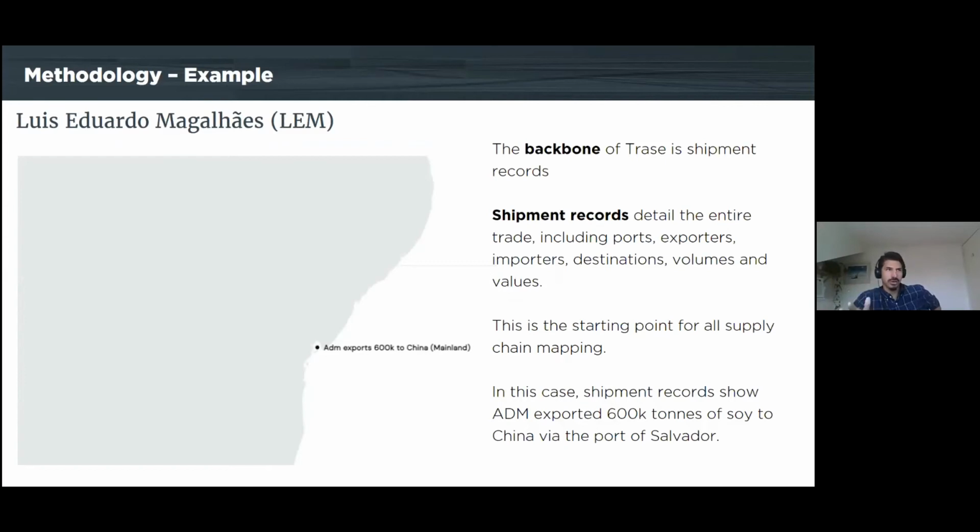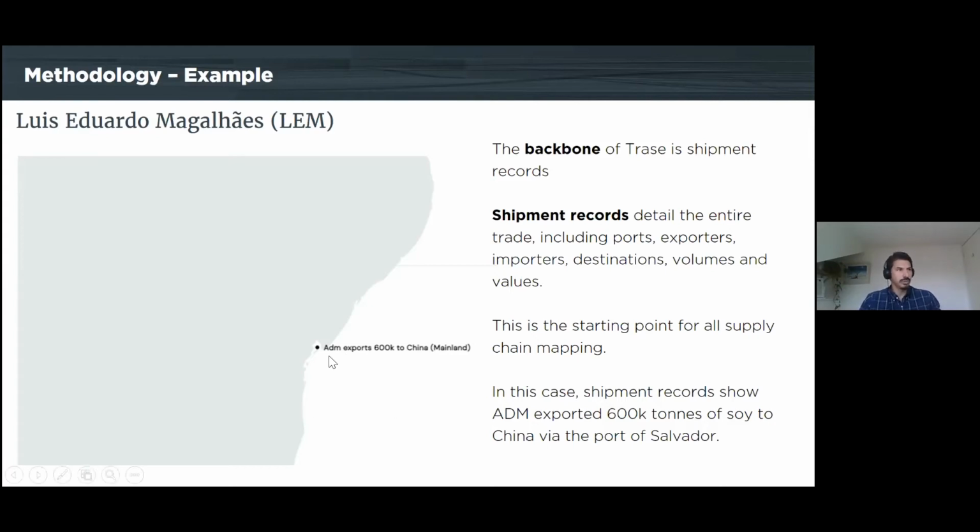Everything starts, or the backbone, as we say in Trase, is the shipment records, which are customs declarations, bills of lading. So basically all the data that is available in the customs that we can purchase or acquire in the countries. For example, in the customs declaration, there's one row that says ADM exported 600,000 tons of soy to China. So this is our starting point. And the shipment records have information like the trader, the volume of the commodity exported, the port where it is leaving the country, the exporter, the importer, the country of destination, as well as the economic value.